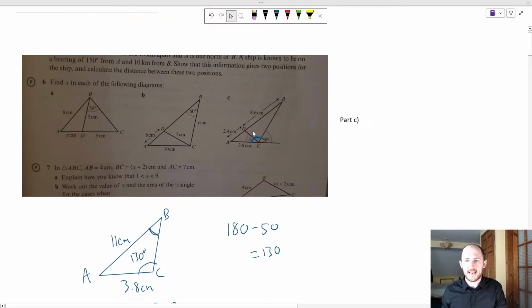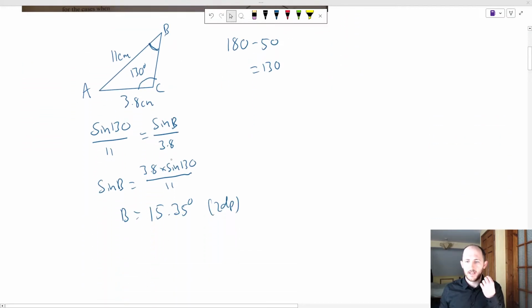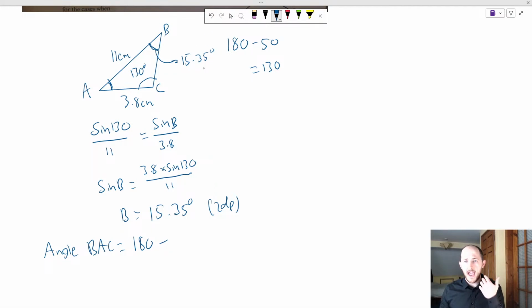Again, we're trying to work towards getting X, so we need a bit more information. And we've got a decent amount of information now. We've got a bit more. Now, we can actually work out the angle at A, because if you notice, this angle here is 15.35. So this angle here at A, let's just call it BAC, is going to be 180 minus the 130 minus 15.35, because remember, angles in a triangle add up to 180.